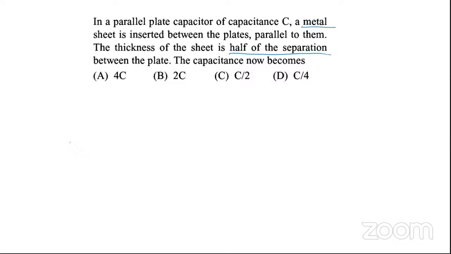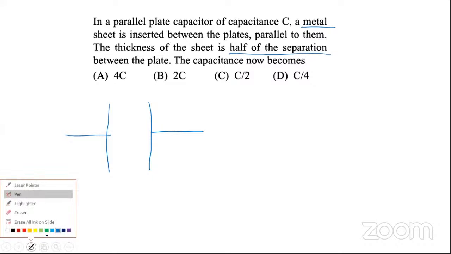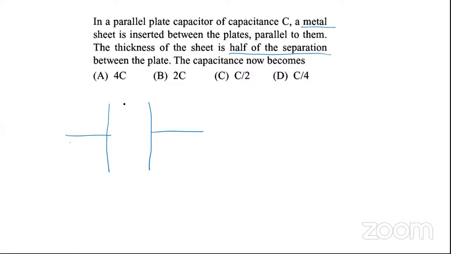Anyone with a solution? Alright, I'll give you some hints. See, first we have been given a capacitor with capacitance C, and a metal sheet is inserted between the plates parallel to them with a thickness of half the separation. Alright, so suppose this is half the separation. So a metal sheet is inserted.